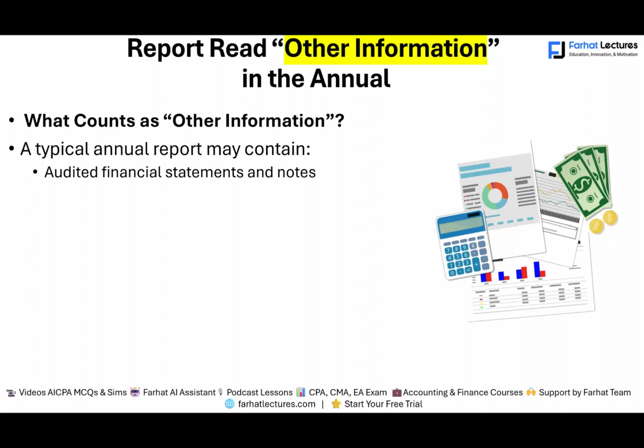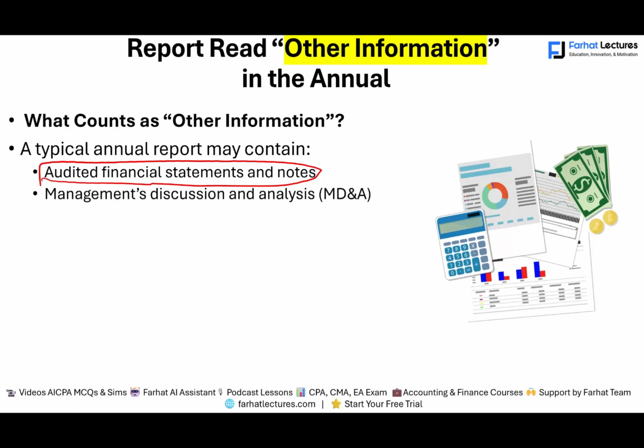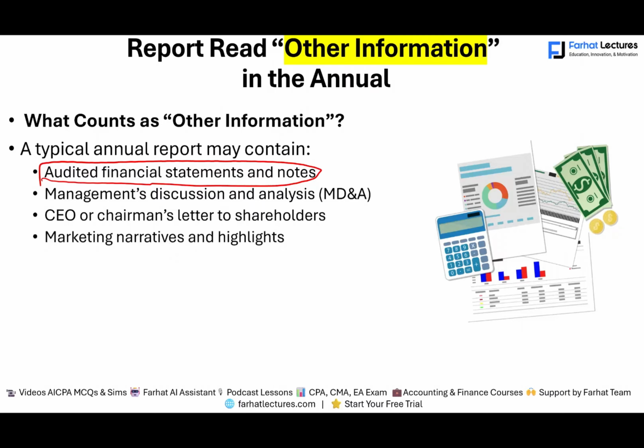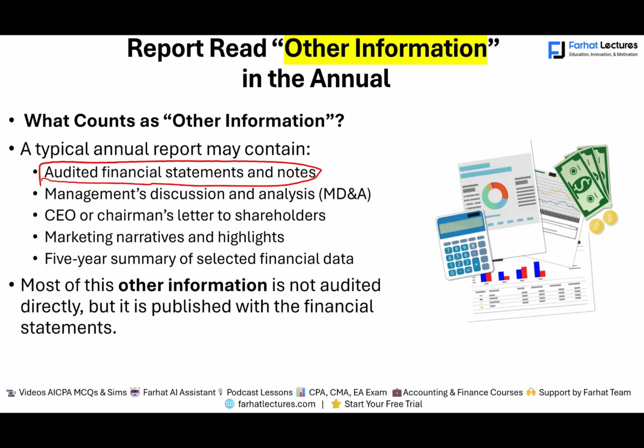It will include the audited financial statements and notes, the basic financial statements. It would also include MD&A, management discussion and analysis. It would include the CEO or chairman letter to the shareholders, that's usually at the beginning. It will include a marketing narrative and highlights, a 5-year summary of selected financial data. Except for the audited financial statements, everything else is typically not audited directly, but it's published with the financial statements in the annual report.